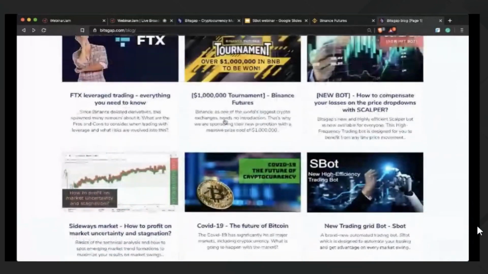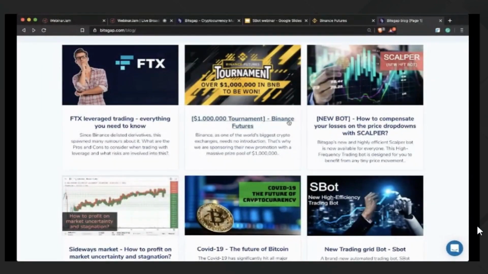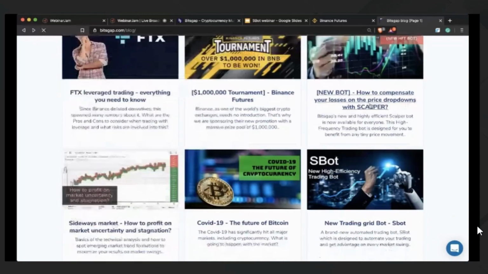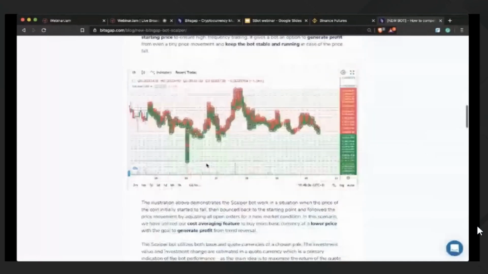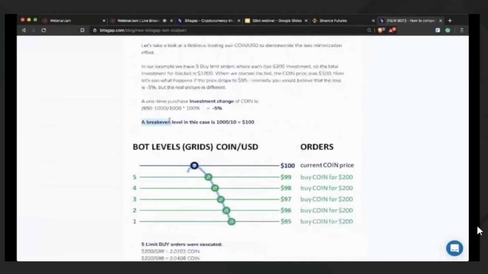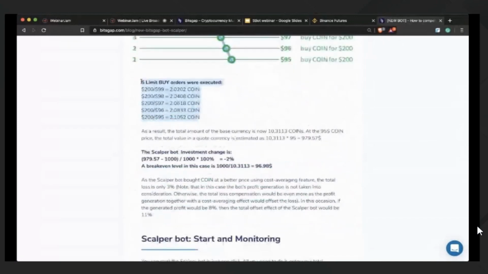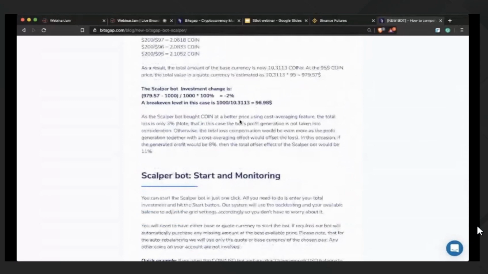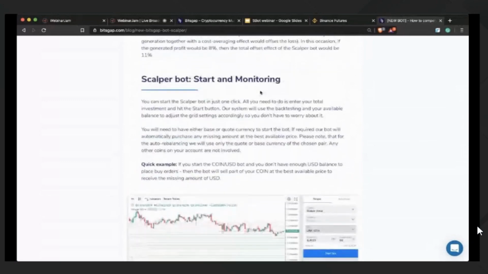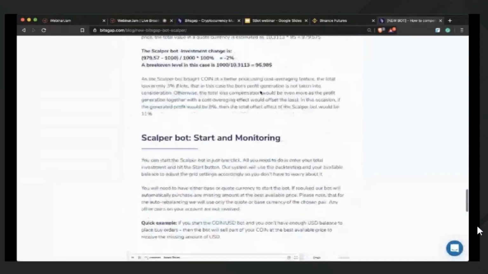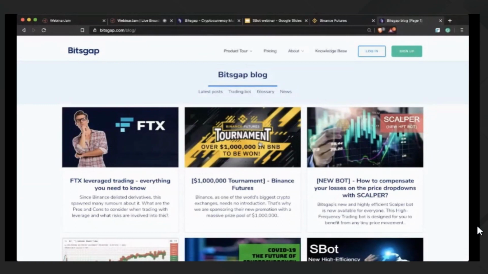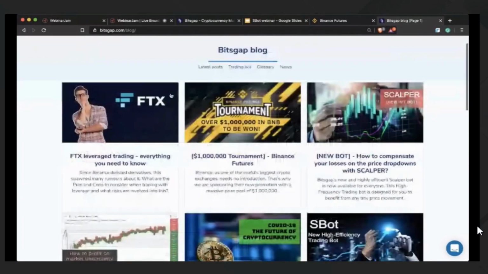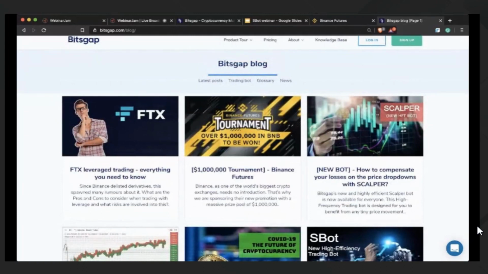Maybe for those of you who are already familiar with the Sbot or Scalper, you can read about the Scalper. You can see exactly the logic behind how the profit is calculated, the investment change, the break-even level, every tiny logic that is hidden in the bot is revealed for you right here. So just subscribe, we are constantly updating and providing you with more tips and clues. And by the way, about the tournament, here was also the statement.